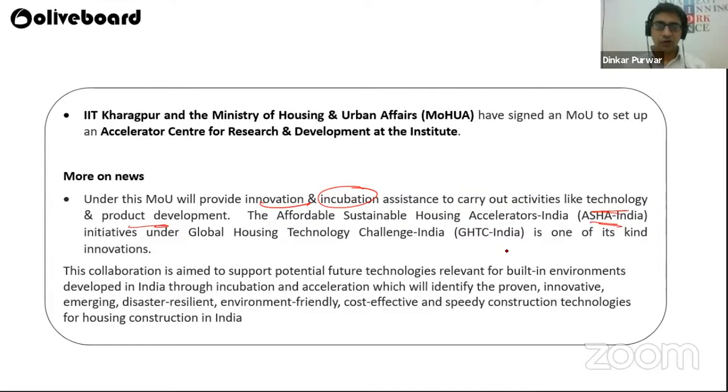So here it will help in supporting the future technologies relevant for the built environment in India through incubation and acceleration, which will identify proven innovative, emerging, disaster resilient, environment friendly, cost effective, speedy construction technologies for housing construction in India. So this was our question number two.